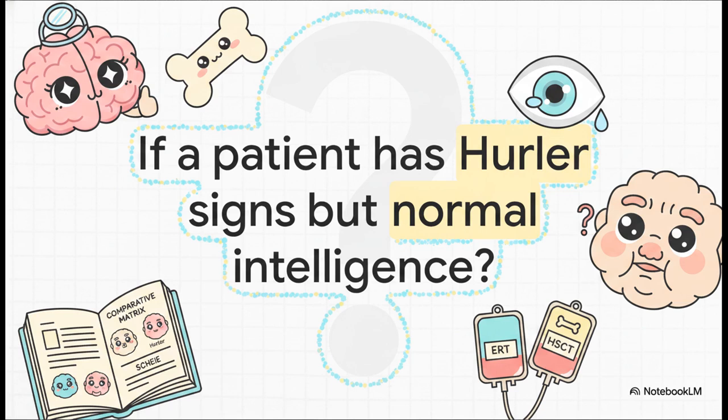As we close this explainer, I want to leave you with a final, provocative clinical thought experiment. If a patient presents with classic Hurler somatic features, coarse facies, corneal clouding, dysostosis multiplex, but their intelligence remains perfectly intact, how exactly does this alter their clinical diagnosis and therapeutic trajectory? Consider this deeply. It forces you to permanently cement the phenotypic spectrum distinctions between Hurler, Hurler-Scheie, and Scheie syndromes, and it dictates whether you would prioritize ERT or HSCT.